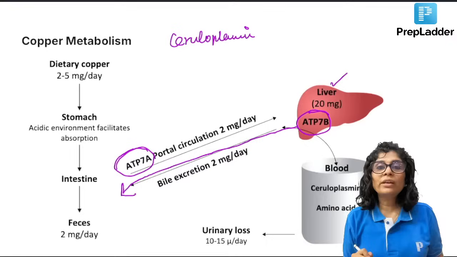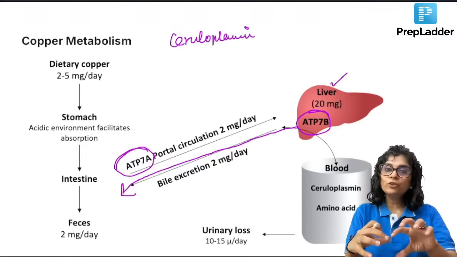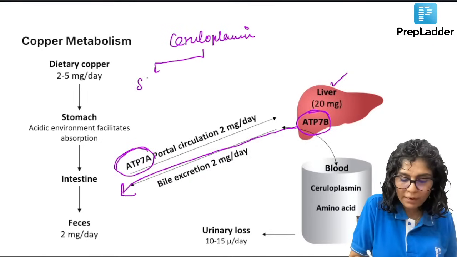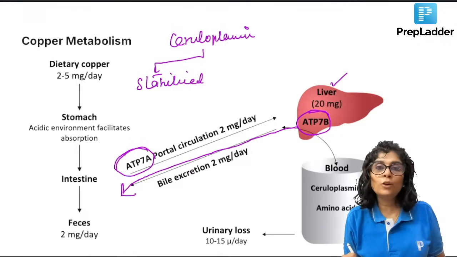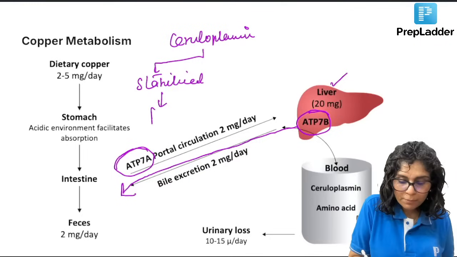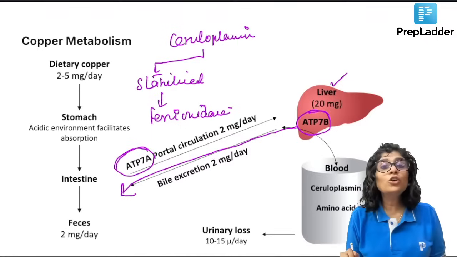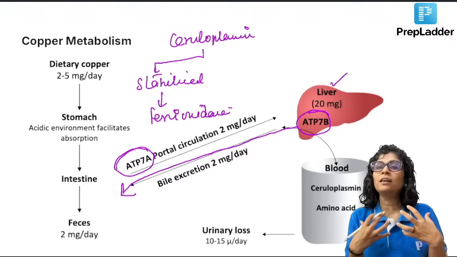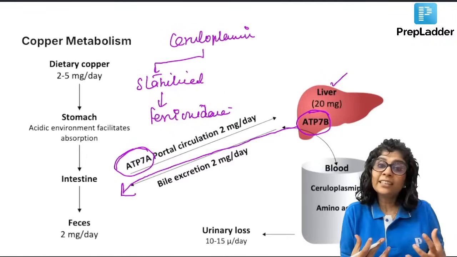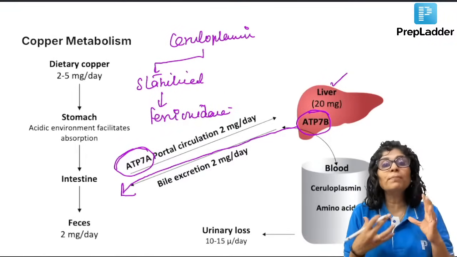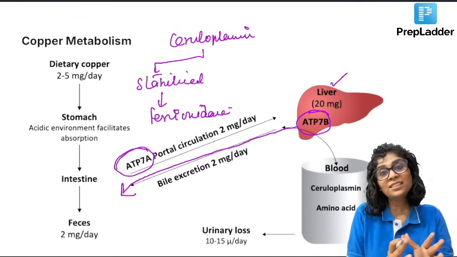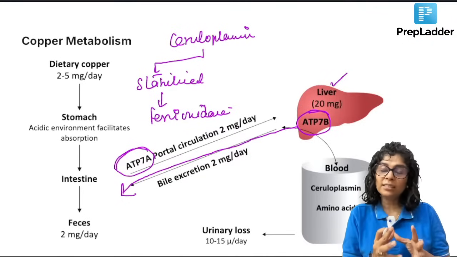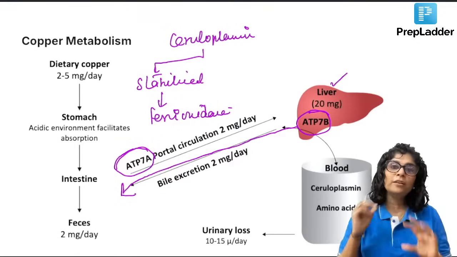So what are the two effects of it getting incorporated into ceruloplasmin? One is ceruloplasmin is getting stabilized. Why do you have to stabilize ceruloplasmin? Because ceruloplasmin is a ferrooxidase which protects the body from iron toxicity. Do you understand this? Ceruloplasmin is ferrooxidase which protects the body from the oxidative stress that can potentially be caused by iron. So it has to be stabilized, and that stabilization is done by copper getting incorporated into ceruloplasmin.